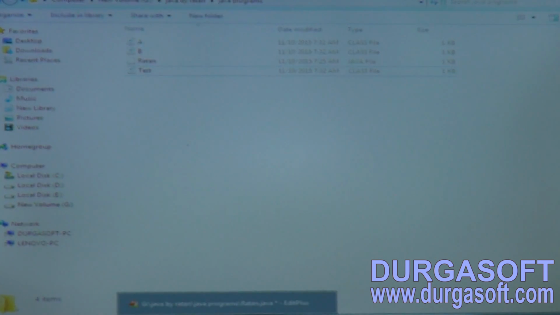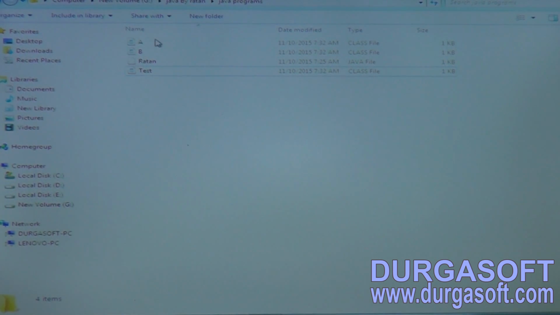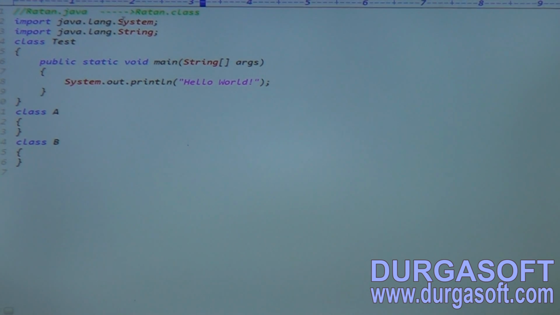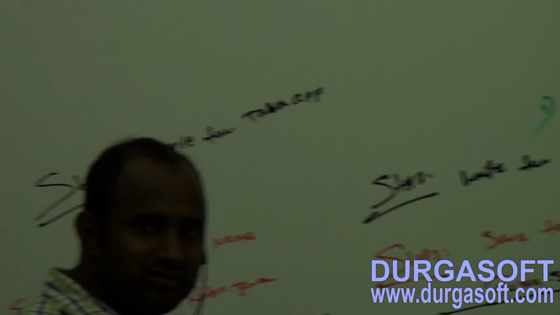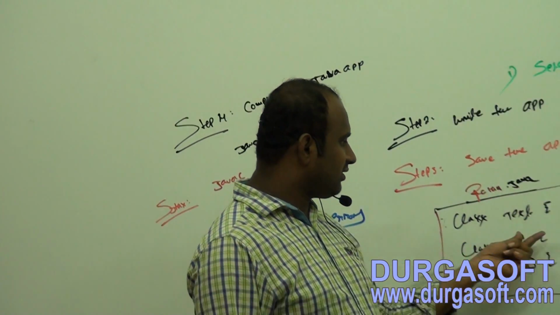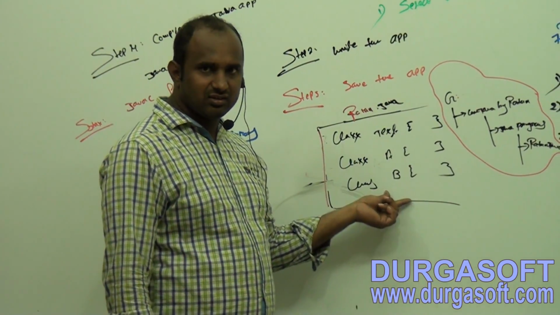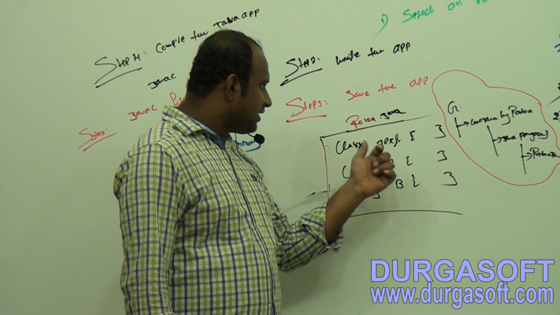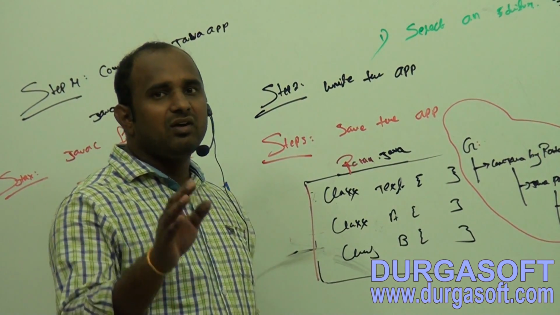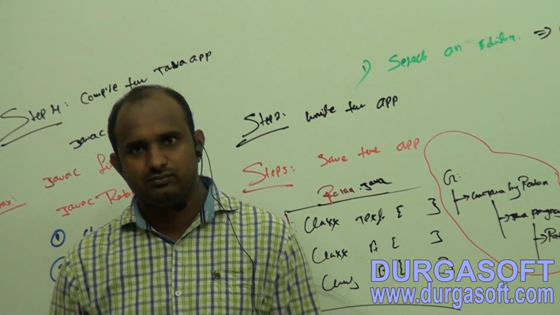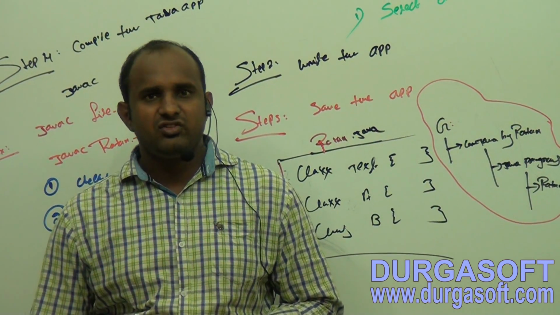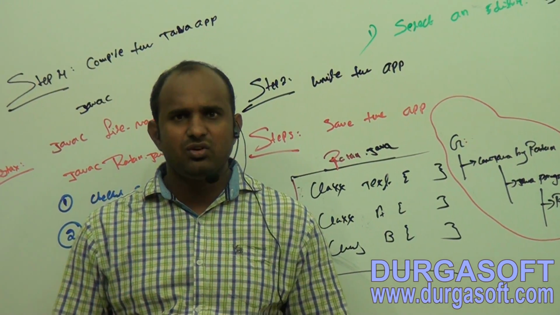Good. Now tell me, based on these three .class files, can you conclude the point about .class file generation? Based on these three .class files, we can decide how many .class files are generated: three. Test class, A class, B class. Three .class files, right? The .class file generation is based on the number of classes present in the source file.